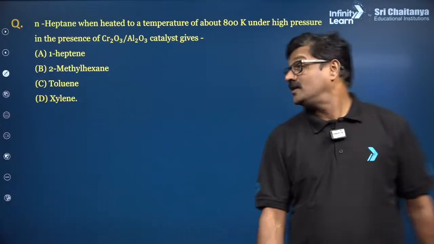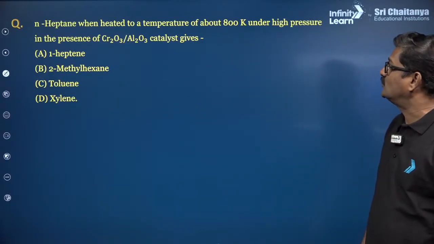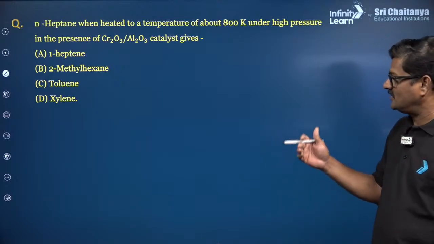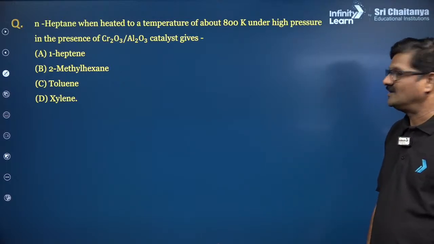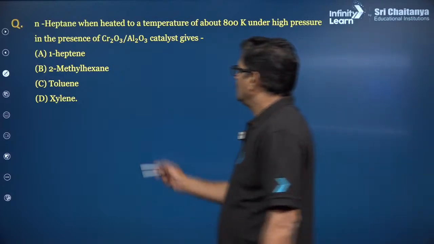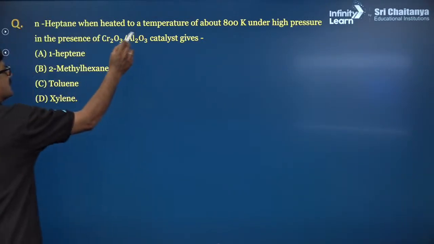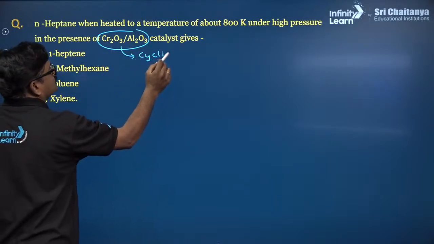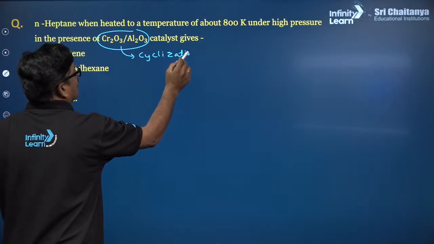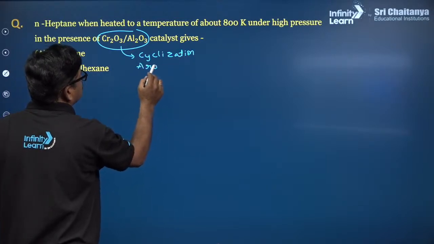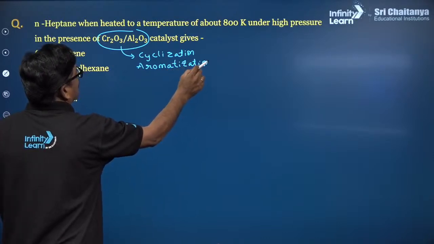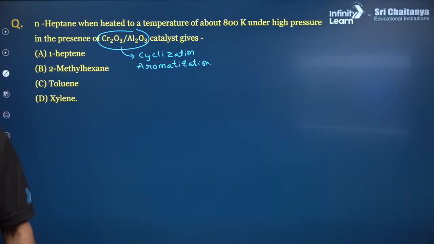Next question, ready? N-heptane, when heated to a temperature of about 800 Kelvin under high pressure in the presence of Al2O3 and Cr2O3 as a catalyst, gives what product? This particular catalyst is going to give you cyclization as well as aromatization. Cyclization and aromatization, understand? Now you tell me the answer.